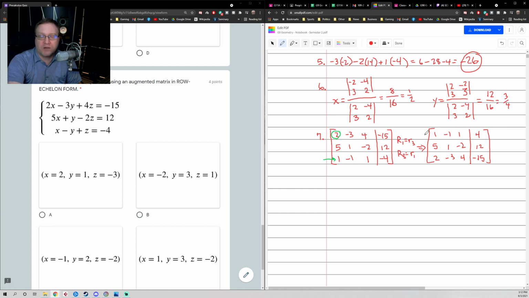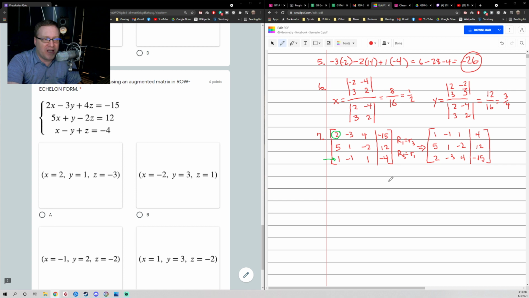We got 1 here. The next step is we need to get zeros below this 1. So 0 here, 0 there. Okay, how are we going to do that? Well, let's look at this row. We want to get a 0 here. We can multiply this top row by negative 5 because we have a 1 here, and this will become negative 5. And we add it to here and we'll get a 0.